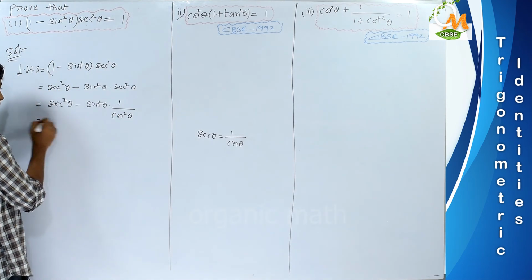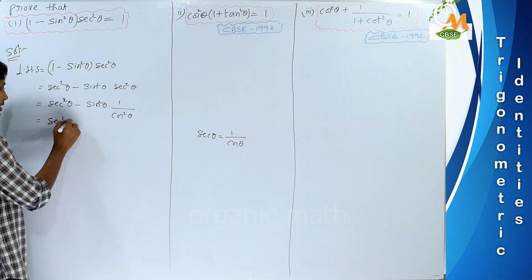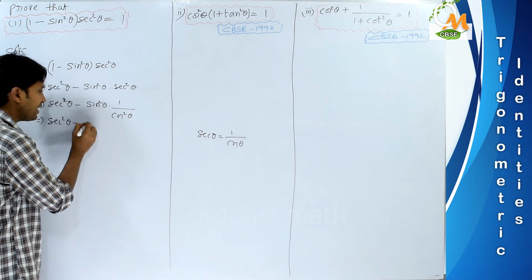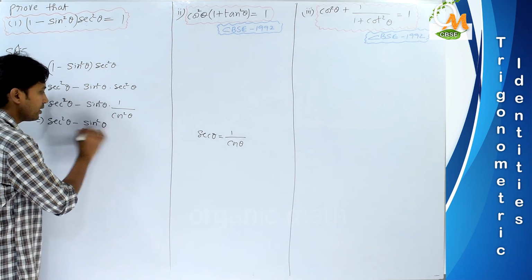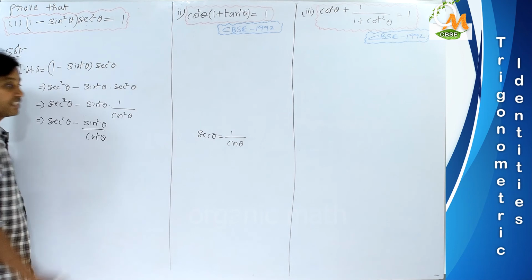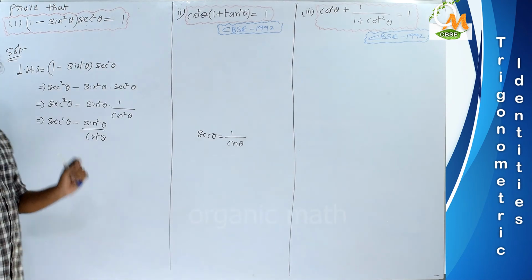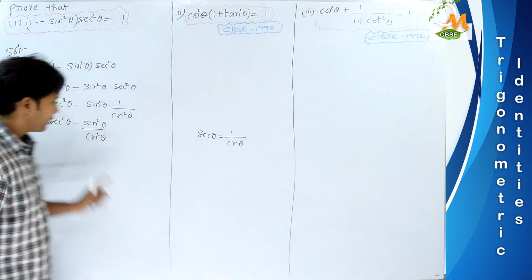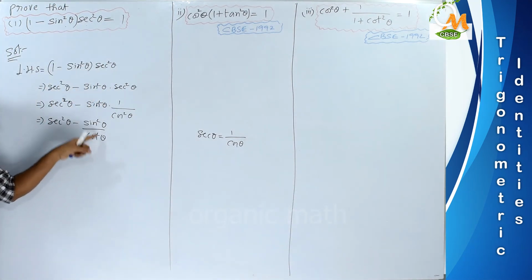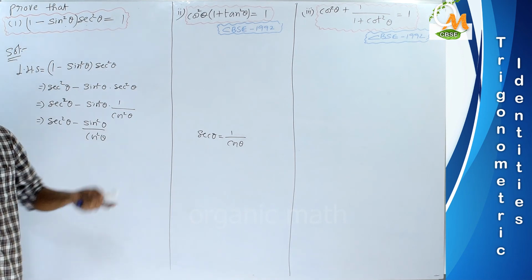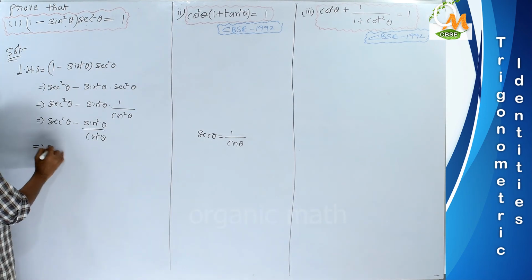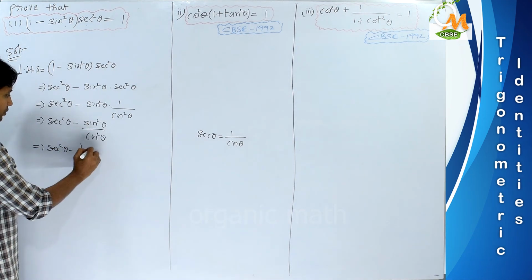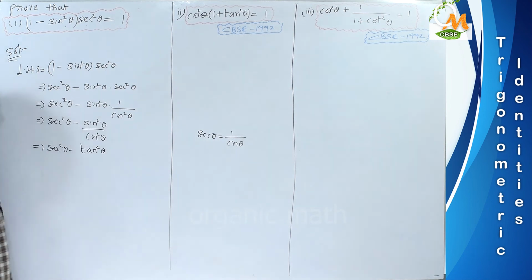Now, let me write this like a secant square theta minus. This can be written as sine square theta by cos square theta or not? Exactly. Sine square theta by cos square theta. And what is the ratio between sine theta and cos theta? Yes, that is tan theta. So we can write it as tan theta, where here square is there. So we can put the square to tan theta also. So here secant square theta minus tan theta whole square. So that would be tan square theta.